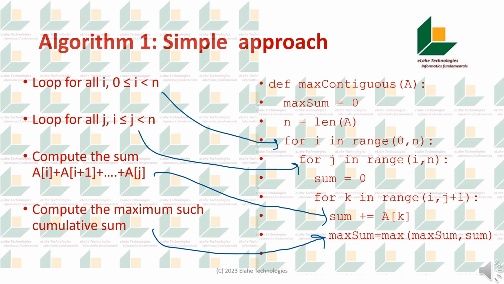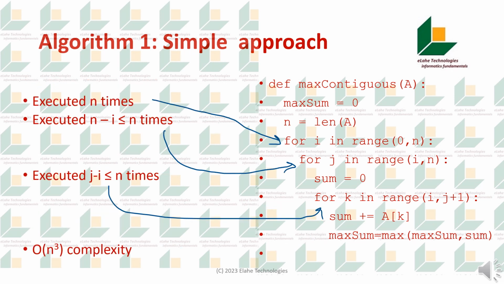Consider a simple algorithm and a Python code snippet implementing it. For each index position i, iterate through the array incrementing i. For each such i, iterate through index positions j from j equals i to j equals n minus 1. For each such i, j pair, compute the sum of all the values from a[i] through a[j]. We need to track and report the maximum such sum computed.